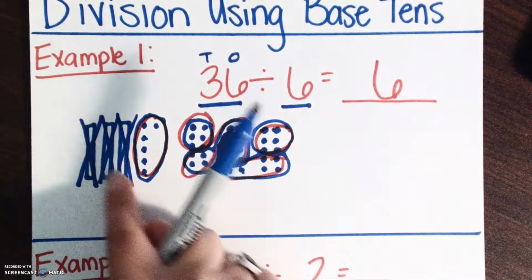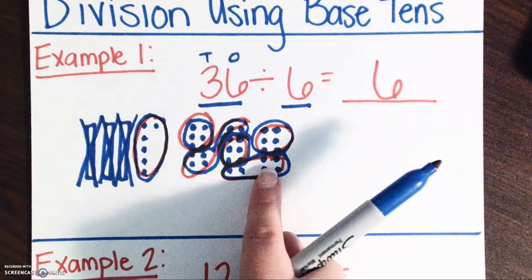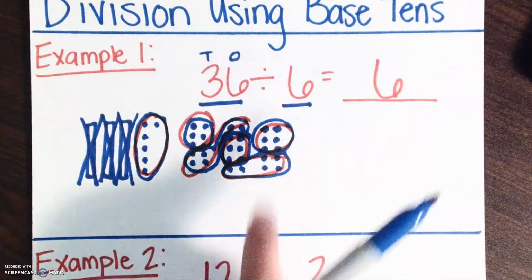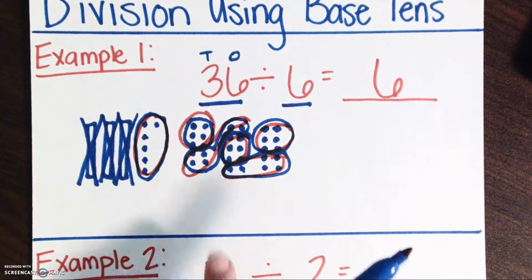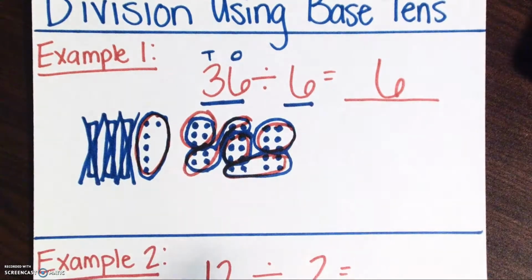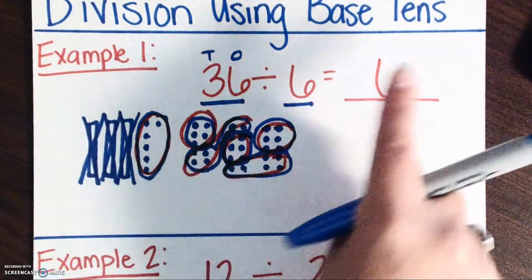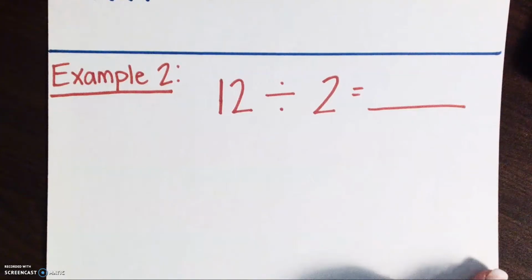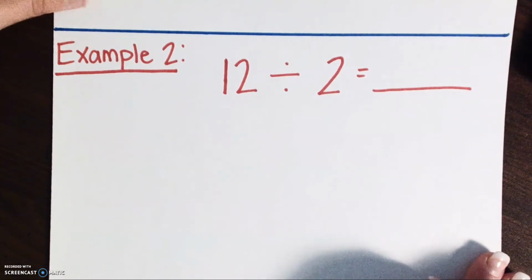Once we had our 10s rods and turned them into 1s, we were able to circle groups of 6. When we finished circling our groups of 6, we counted how many groups we had. And however many groups you make is what your answer is. All right, so now we're going to do example number 2.